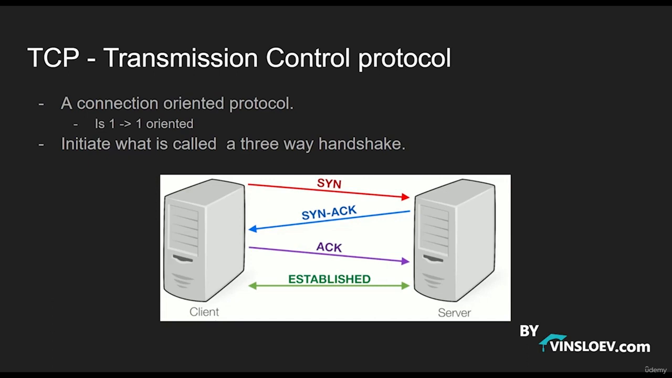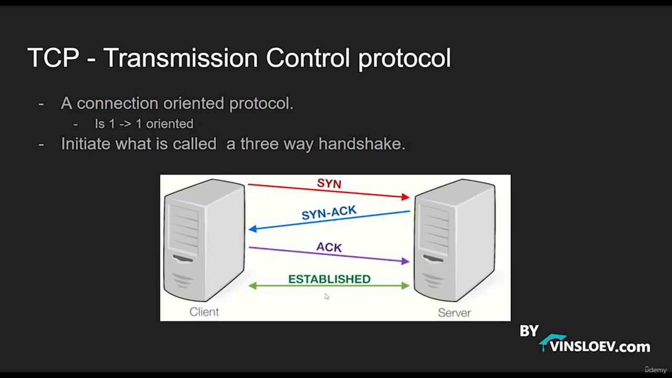So TCP is initiating what is called a three-way handshake, and that is illustrated in the picture right here. For example, if we have a client that wants to talk to a server, the first thing the client is going to do is send a message to the server. Then the server acknowledges that message, saying, "I received your message, do you receive mine?" Then the client says, as the last part of this three-way handshake, "Yes, I received it," and now the connection is established.